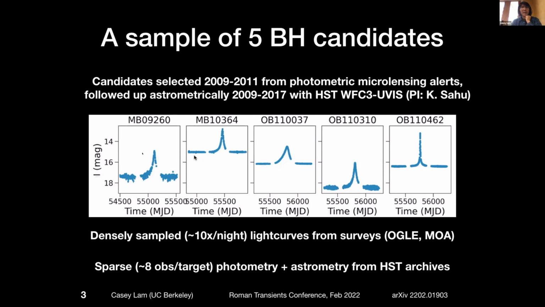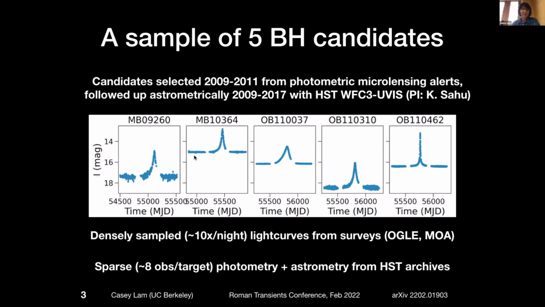What I'm showing here are the ground-based light curves of these 5 different candidates. These are their names, and you can see the ground-based light curves are very densely sampled. These ground-based microlensing surveys often sample about 10 times a night, so we have very good light curve coverage. On the other hand, HST astrometry data is very hard to come by. Over this 4 to 6 year period in which these candidate black holes were observed with HST, there are about 8 observations total per target.